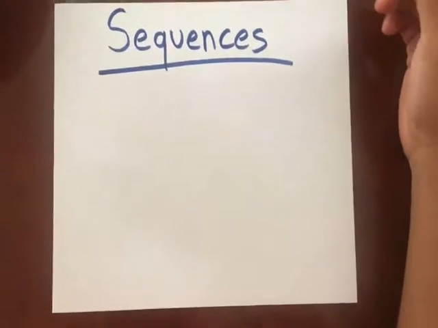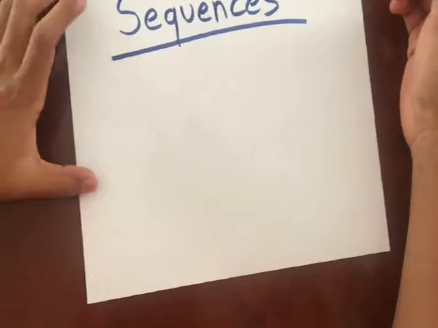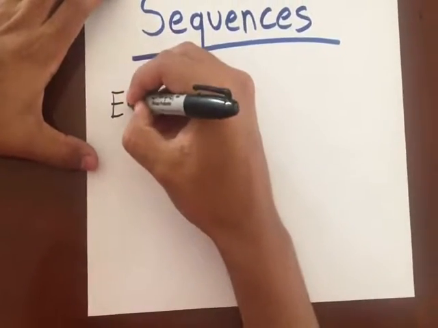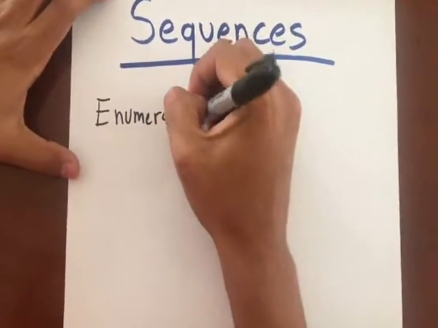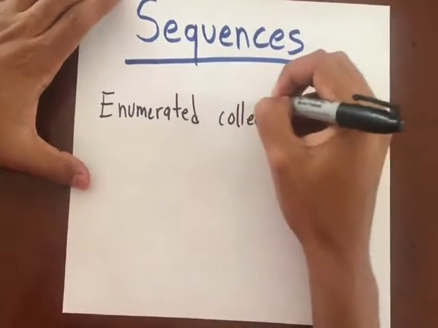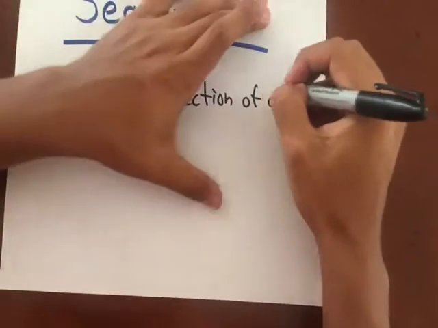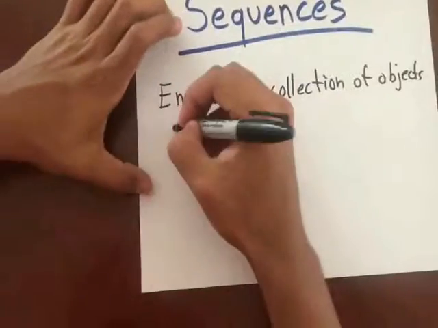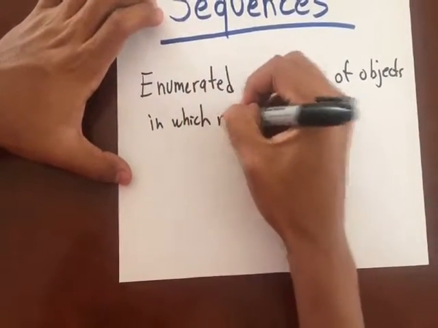So today we're going to talk about sequences. In mathematics, a sequence is an enumerated collection of objects in which repetitions are allowed.